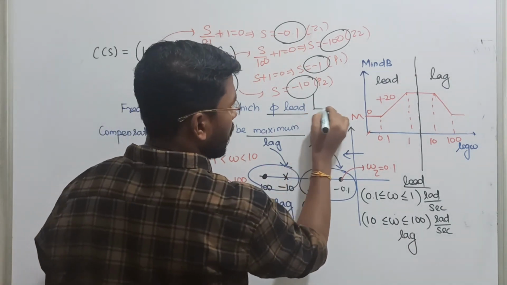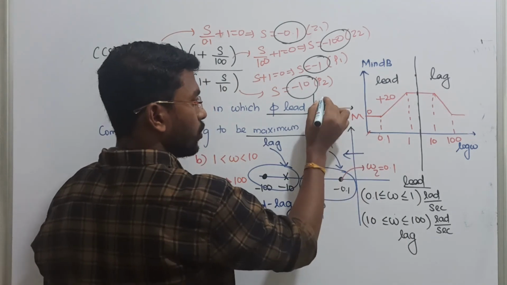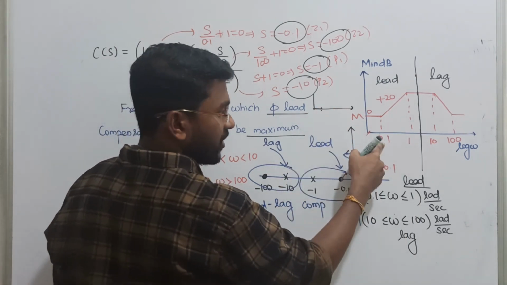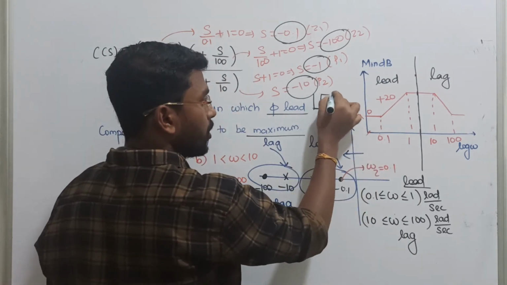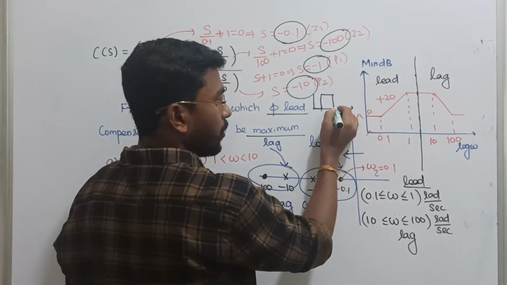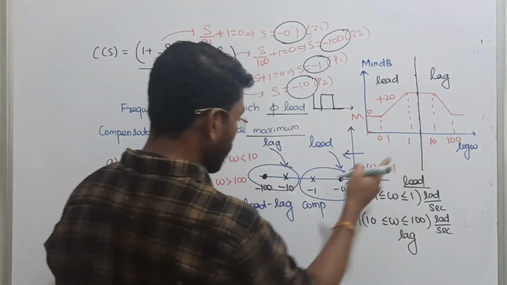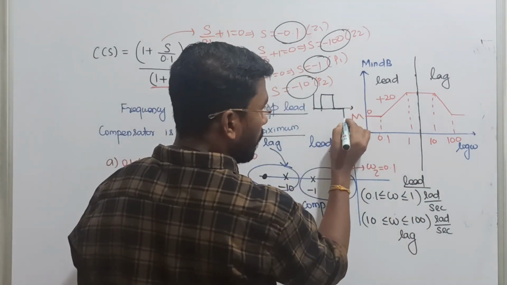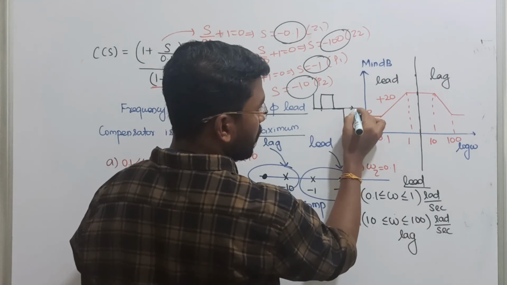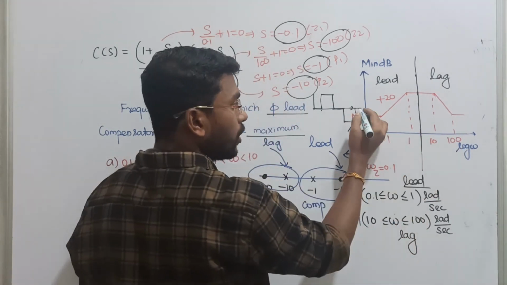How do you draw the phase angle? First we are initially at 0 at omega equal to 0.1, where we are introducing a zero. Initially 0 degree. When you introduce the first zero, it shifts to 90 degrees. Then you introduce a pole, and it comes back to 0 degrees. Then at omega equal to 10, we are introducing one more pole, so it goes to minus 90 degrees. Then at 100, we are introducing one more zero, such that it is getting back to 0.